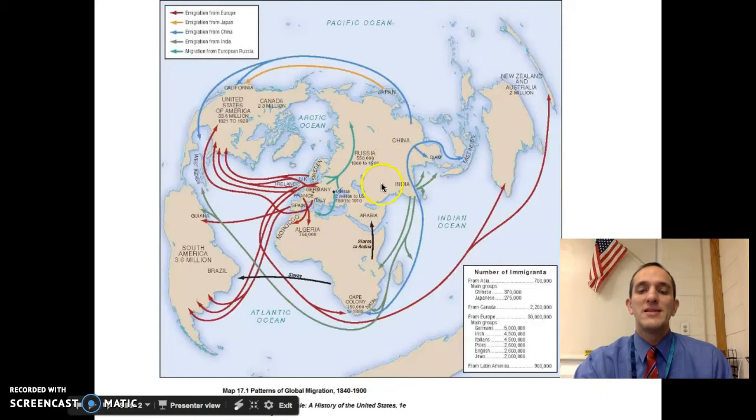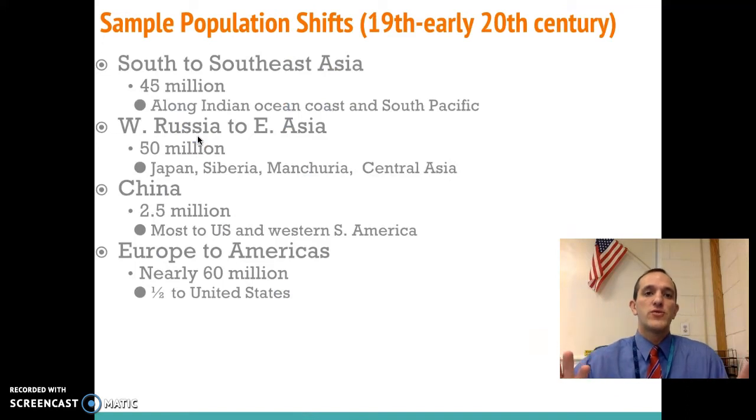The other group is people in South Asia or India who are going to be traveling along the Indian Ocean trade route. Another piece of this synthesis here is Chinese people traveling to the Americas. So here's this in kind of visual form.